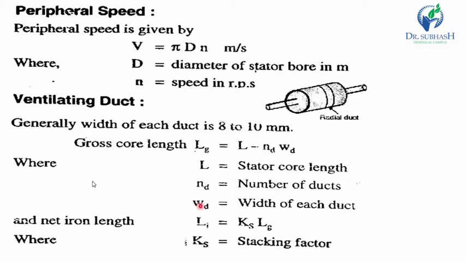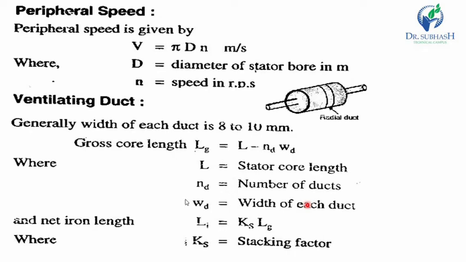Now here we see the equation of gross length. The gross core length Lg is equal to L minus Nd into Wd. Here Lg is the gross length, L is the stator core length, Nd is the number of ducts, and Wd is the width of each duct.